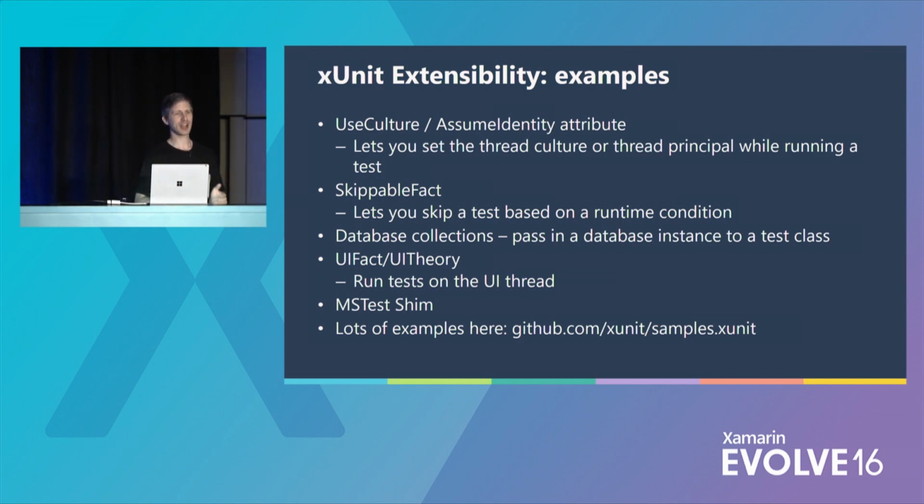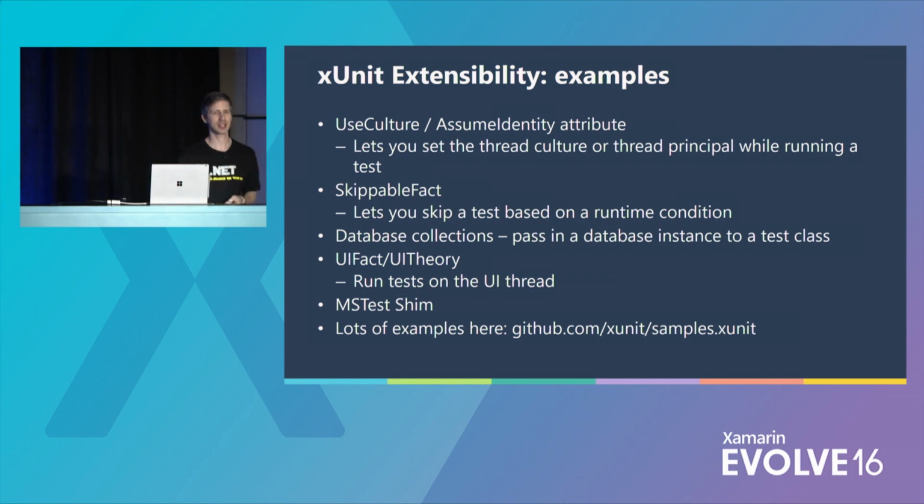So skippable fact has nothing to do with xUnit itself, other than implementing the necessary interfaces and extensibility points. What it does do, though, it's on NuGet. You can search for skippable fact xUnit, and put Skip.If some condition. And at runtime, whatever you decide, it'll just show up as skipped. And you won't have a sad face where all your tests fail for an unknown reason. Database collections, again, pass a database instance into a test, easy to do.